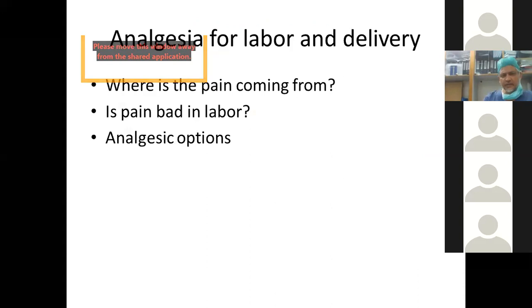Where is the pain coming from? Is pain bad in labor? Analgesic options. So it's really bad. It is considered the worst pain. So you need to treat the labor pain. You need to give labor analgesia.